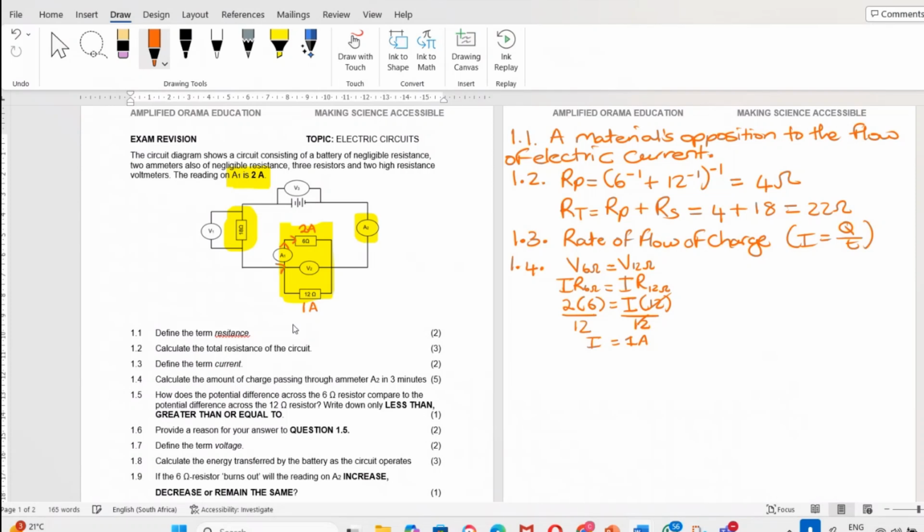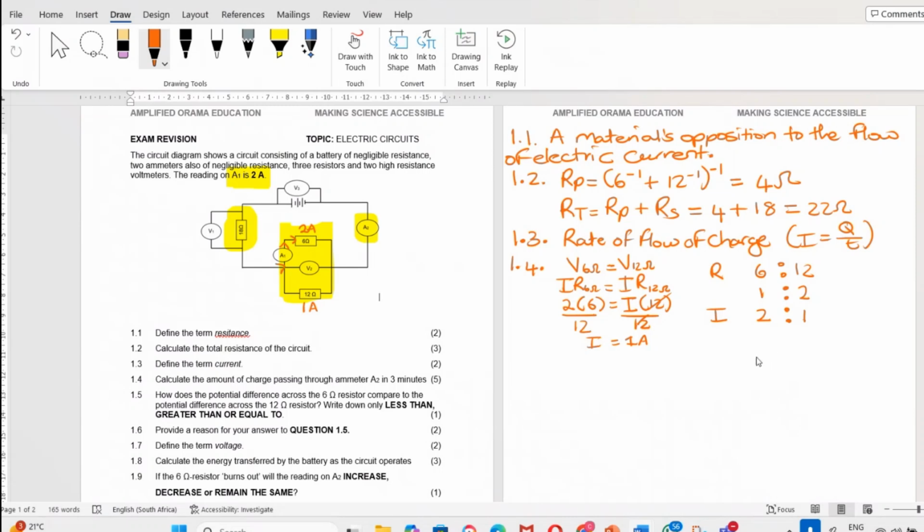Now that makes sense because the 6 ohm resistor has less resistance, so more current flows through it than the 12 ohm resistor. The ratio of the resistance, 6 to 12, is a ratio of 1 to 2. So that's the ratio of resistance, which means the ratio of current must be 2:1. And that's the whole idea that we are seeing there.